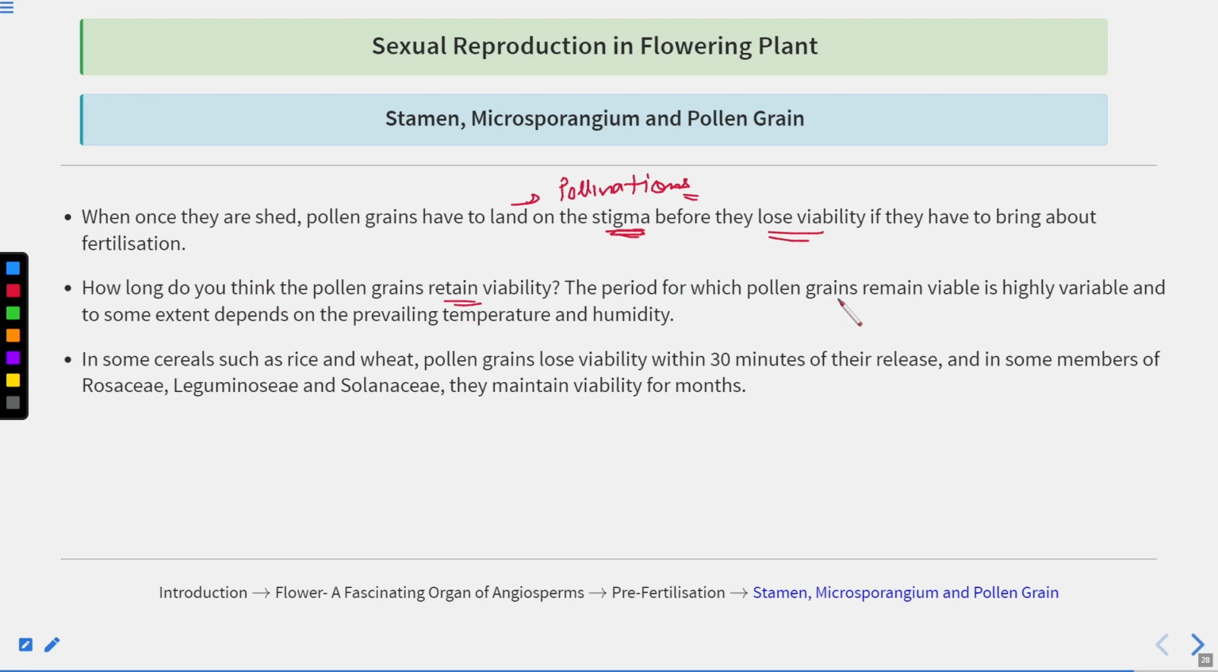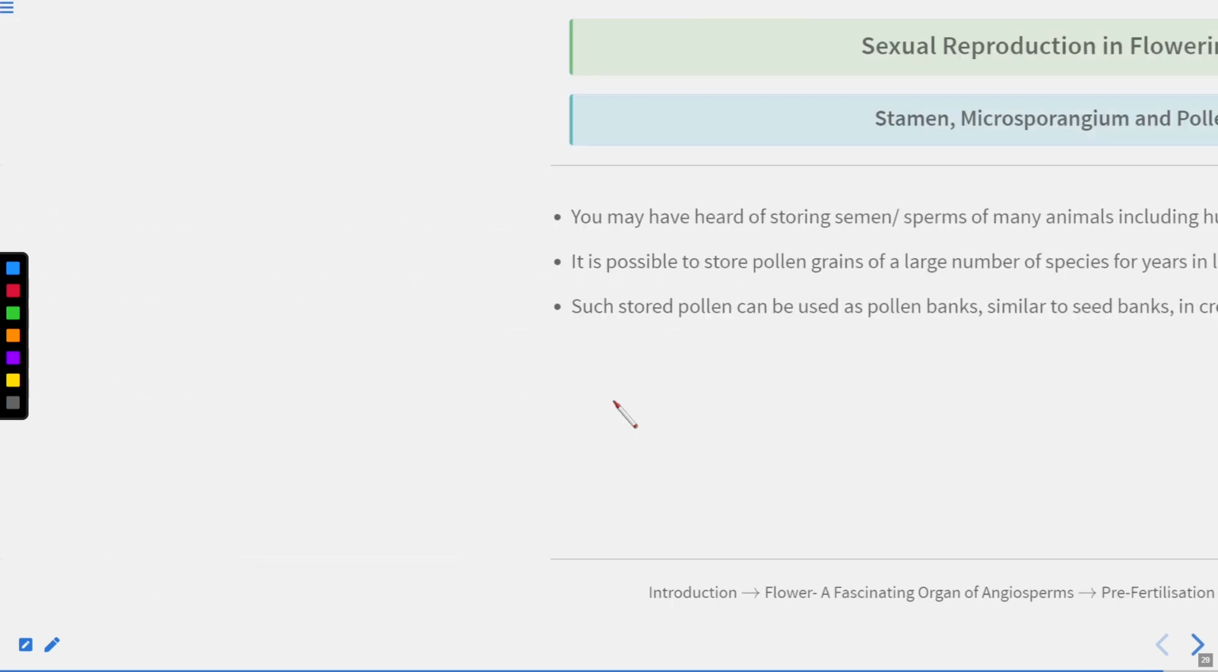Now, how do the pollen grains maintain their viability? The period for which pollen grains remain viable is highly variable and to some extent depends on the temperature as well as the humidity. Now in some cereals such as rice as well as wheat, pollen grains lose viability within 30 minutes of their release. And in some members of the Rosaceae, Leguminosae and Solanaceae, they maintain viability for months.